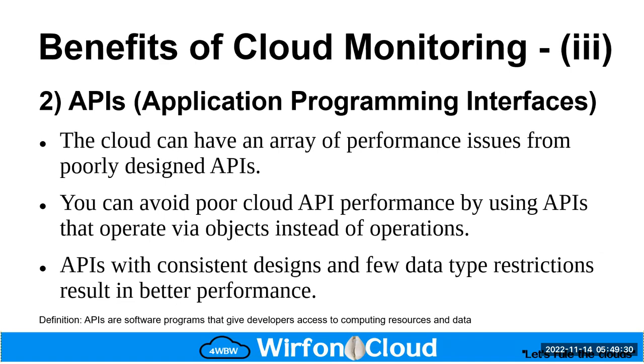Then you have, for example, your application programming interfaces, which are the APIs. The cloud can have an array of performance issues from poorly designed APIs. So you want to make sure that you avoid this kind of situation. You can avoid poor cloud API performance by using APIs that operate via objects instead of operations. Then, APIs with consistent designs and few data type restrictions result in better performance. Again, you want to make sure that you have designed your APIs to perform at their maximum.